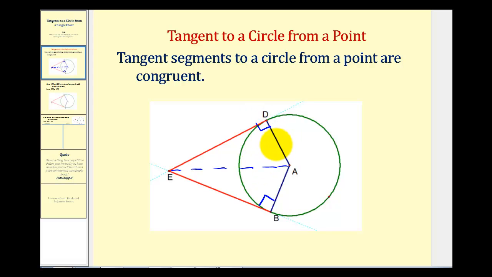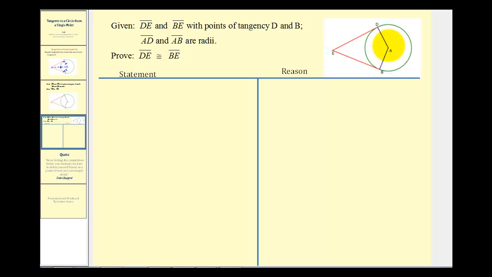We know that all radii are congruent. We also know that segment AE is congruent to itself. And this will give us the hypotenuse leg congruence that we need. So let's go ahead and write this up. And I'm going to go ahead and make these labels a little bit larger.